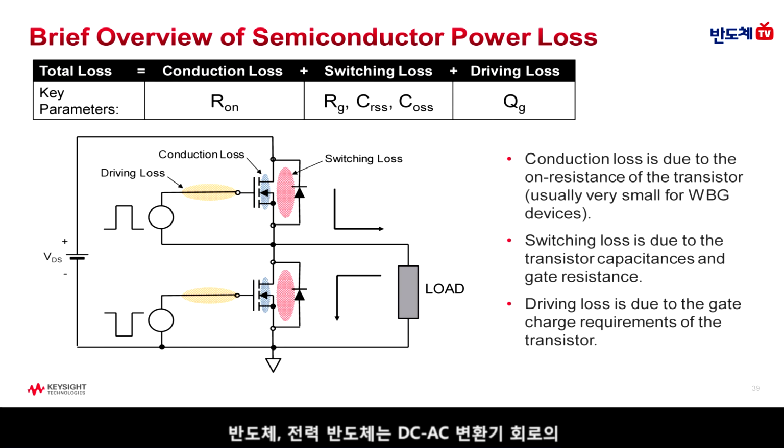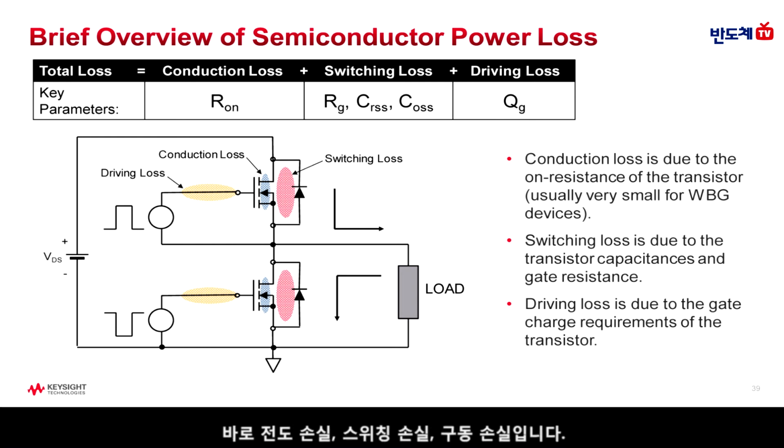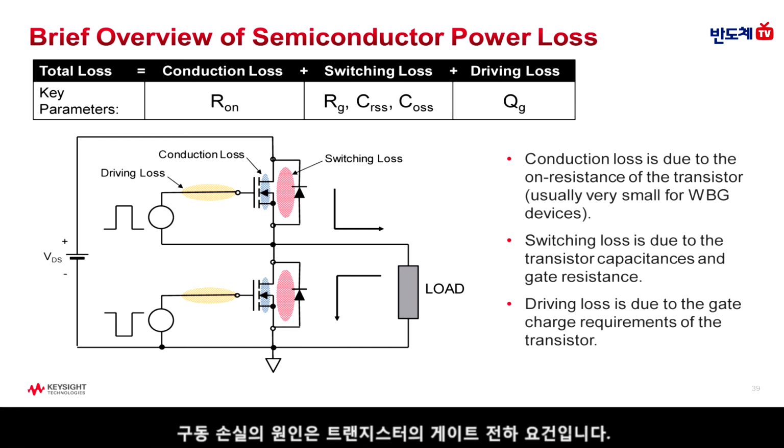Since power semiconductors are such an important part of the DC to AC converter circuits, it's really important to understand power loss on these devices. It's crucial to their operation and characterization. And as the slide shows, power loss has three components. There's conduction loss, switching loss, and driving loss. Conduction loss is due to the on resistance of the transistor. Switching loss is due to the transistor capacitances and gate resistance. And driving loss is due to the gate charge requirements of the transistor. I'm not going to spend any more time on this right now, because we're going to have an entire webinar devoted to this topic later on.